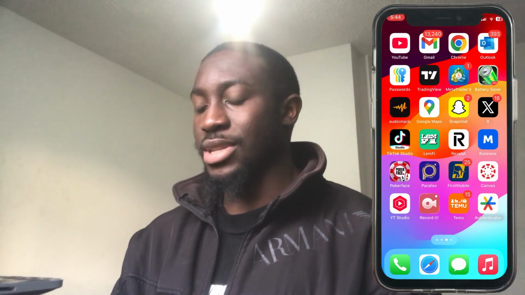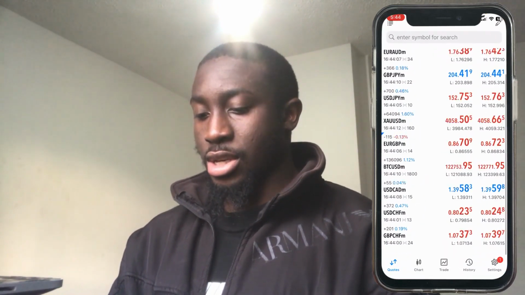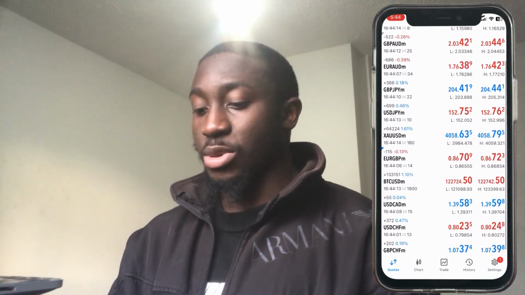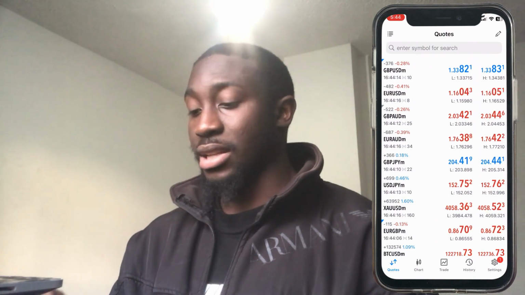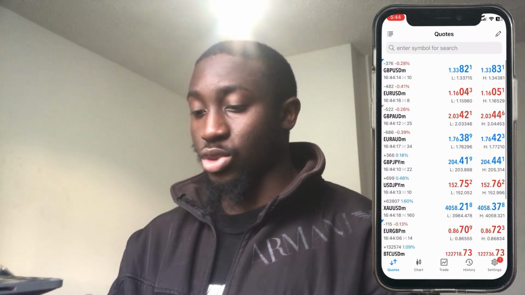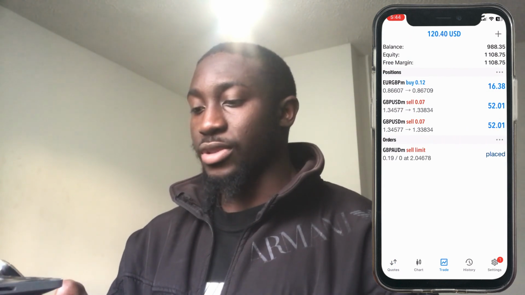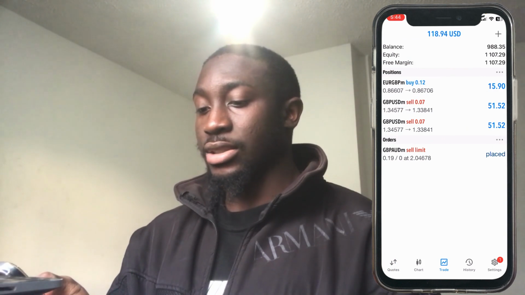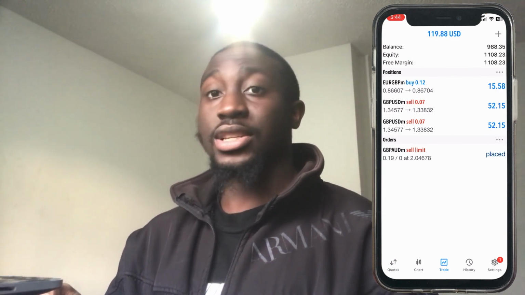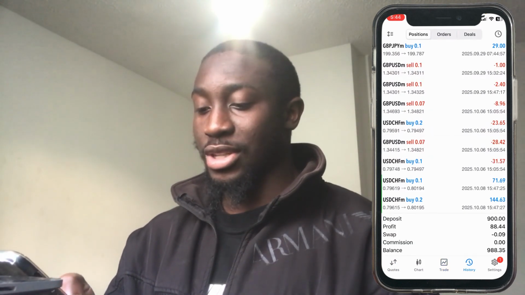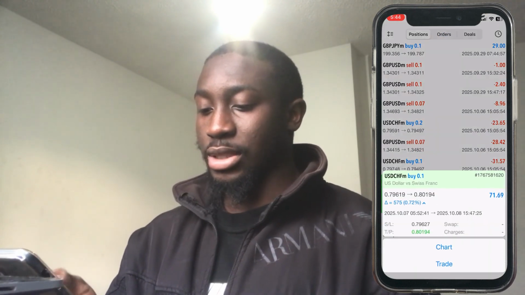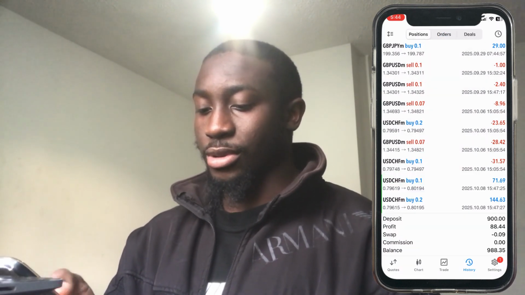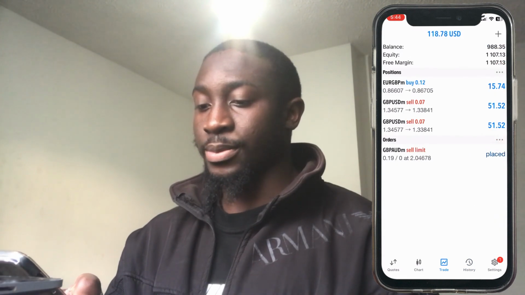So let me show you guys my MT5. I'm currently on the trade of Euro GBP. I caught this signal in my Telegram group, so if you're not there, I don't know what you're doing. I'm currently in profit. This Euro GBP executed this afternoon. Yesterday, those of you who saw USD CHF, that one has hit TP already. Let's go to history. As you can see, 71 and 144. So that one is gone.